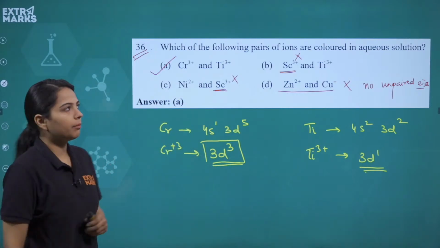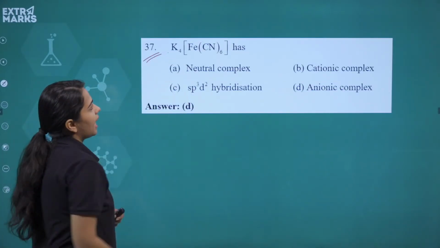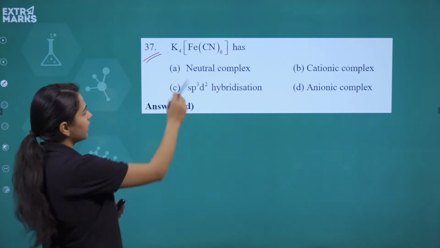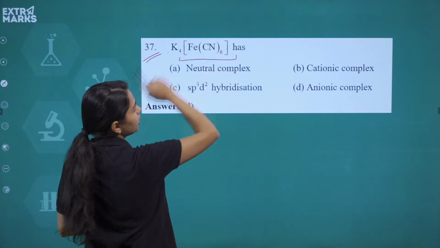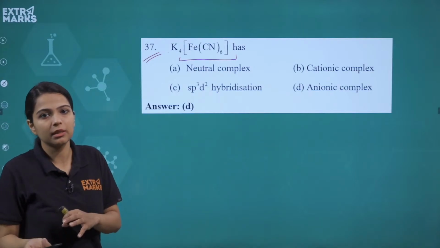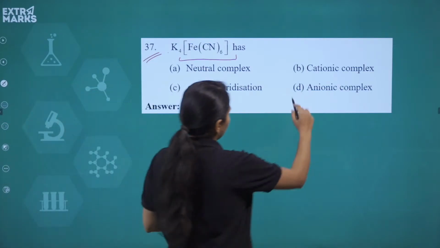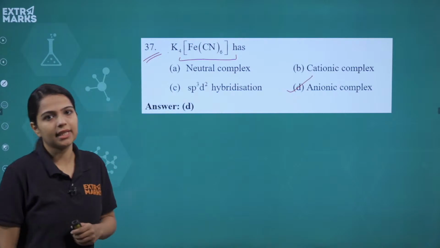Alright, next question, number 37. Over here this is K positive. Now this is going to be a negatively charged complex. So a negatively charged complex is nothing but an anionic complex. So the answer is option D in this case, anionic complex.